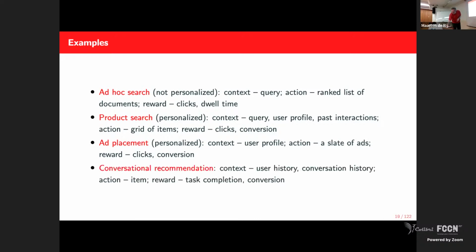One more example, in a conversational recommendation setting, again, the context, the user history, so maybe past interaction that I have had with the system, the current ongoing conversation. The action could be an item recommended to me. Here's a song you should listen to. That's the book you should buy. And the reward could be the task is completed, namely of me finding a song I want to listen to, or booking a ticket for a plane and conversion.